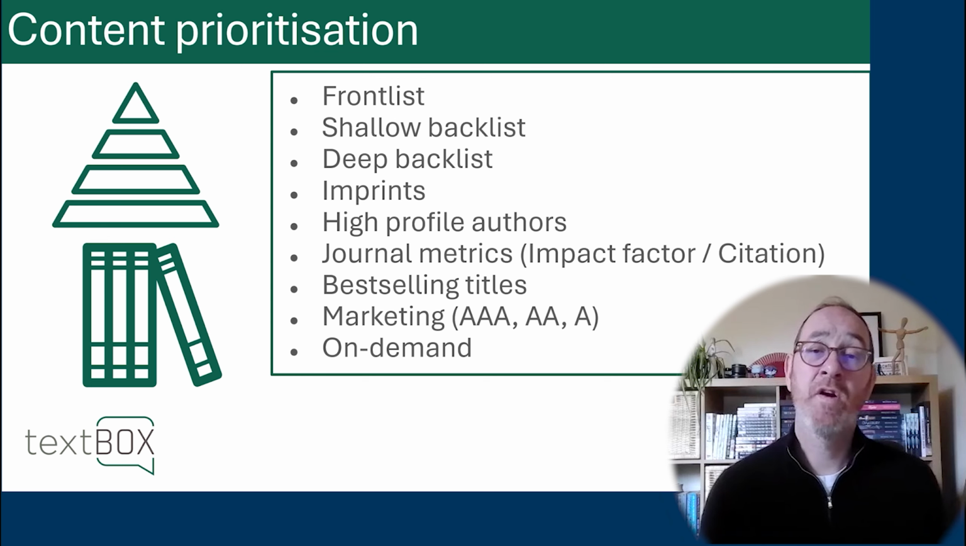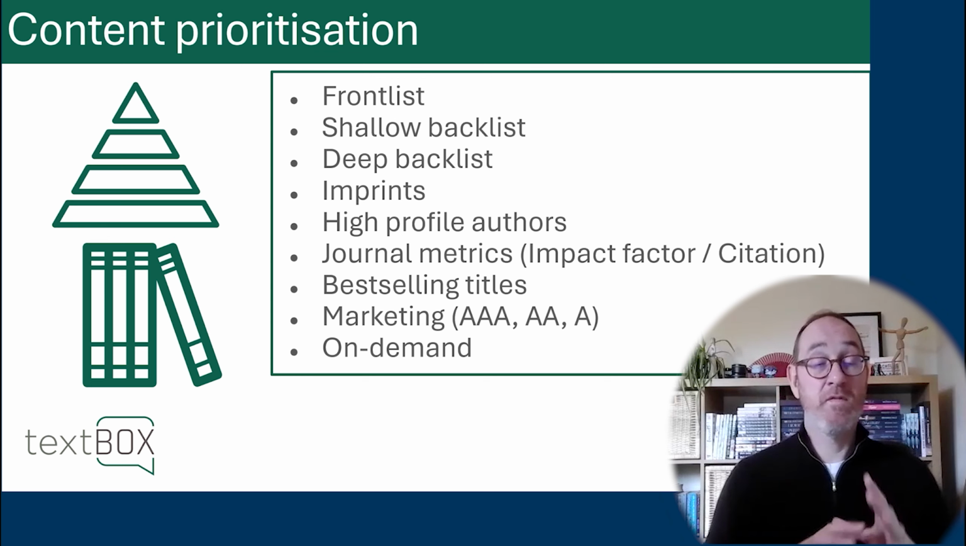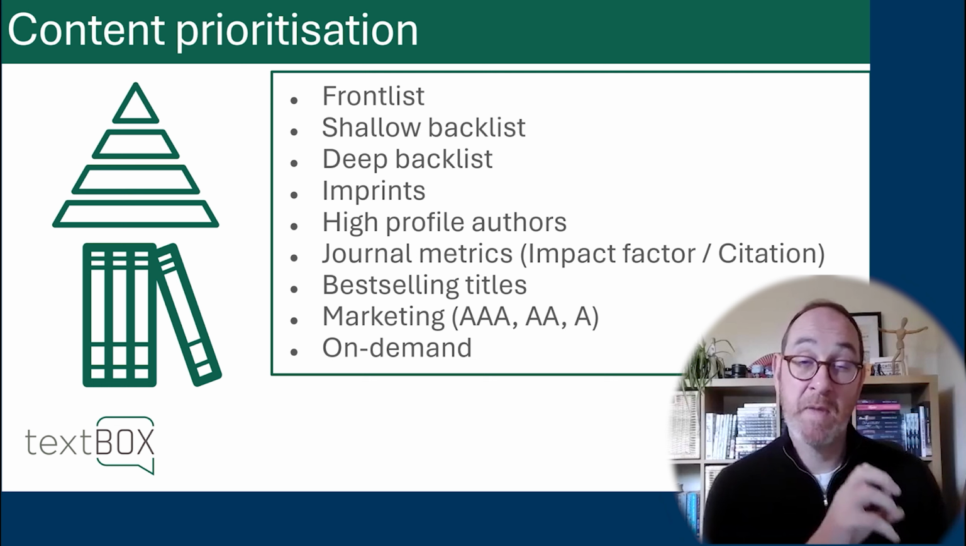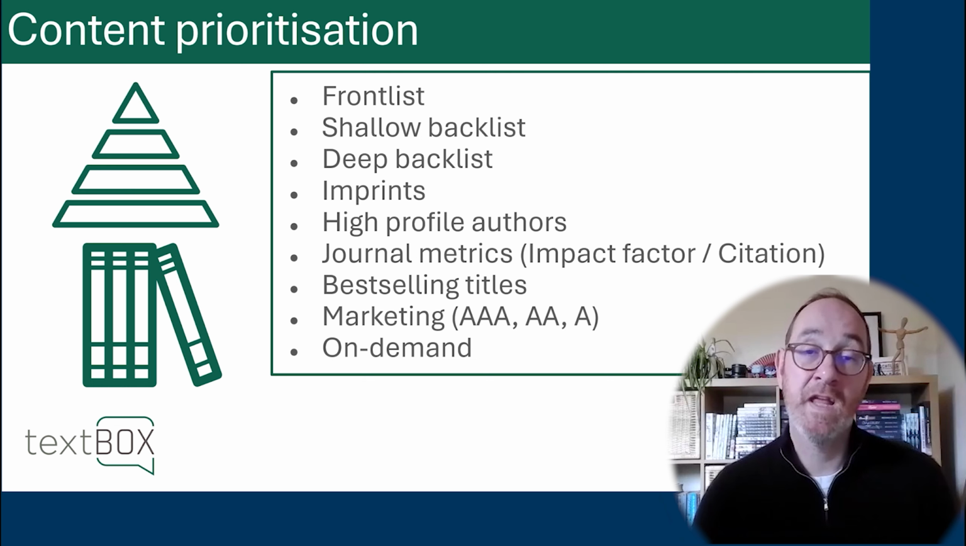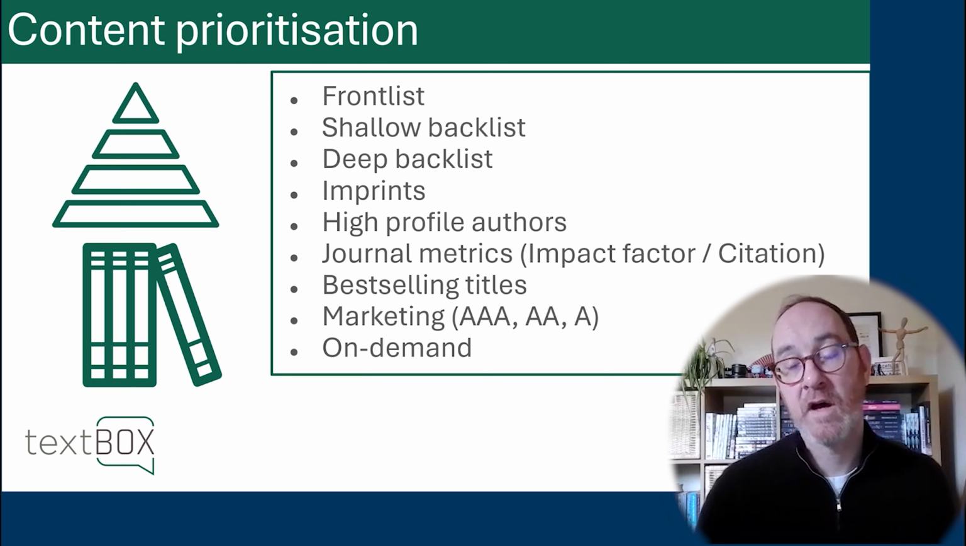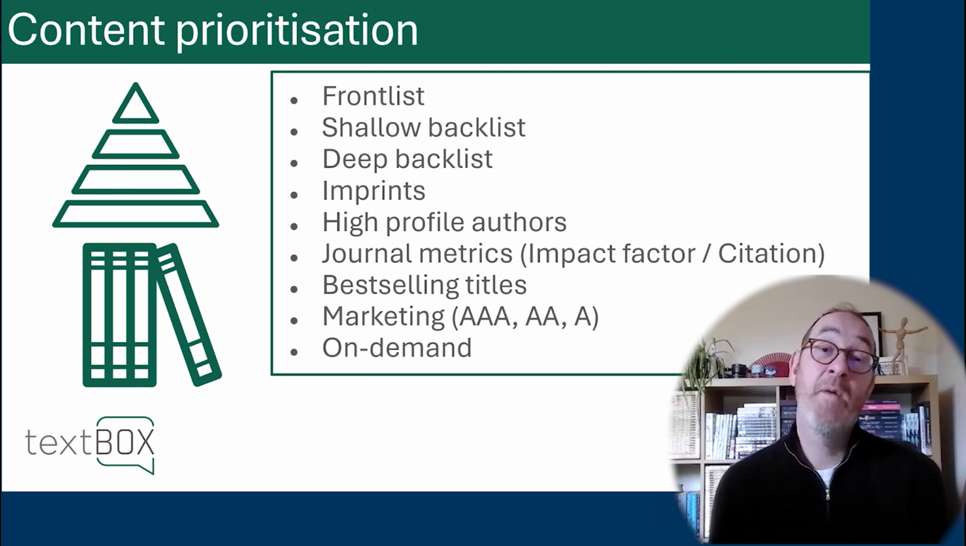Also, in terms of prioritization, think of your imprints. If you've got a wide range of imprints, are some higher priority than others? Think about high-profile authors. For instance, if you've got a best-selling author, you might want to prioritize them in your list. Best-selling titles again, so going back into that backlist and cherry-picking those best-selling titles from over the years, they may require higher priority than other titles on your list.